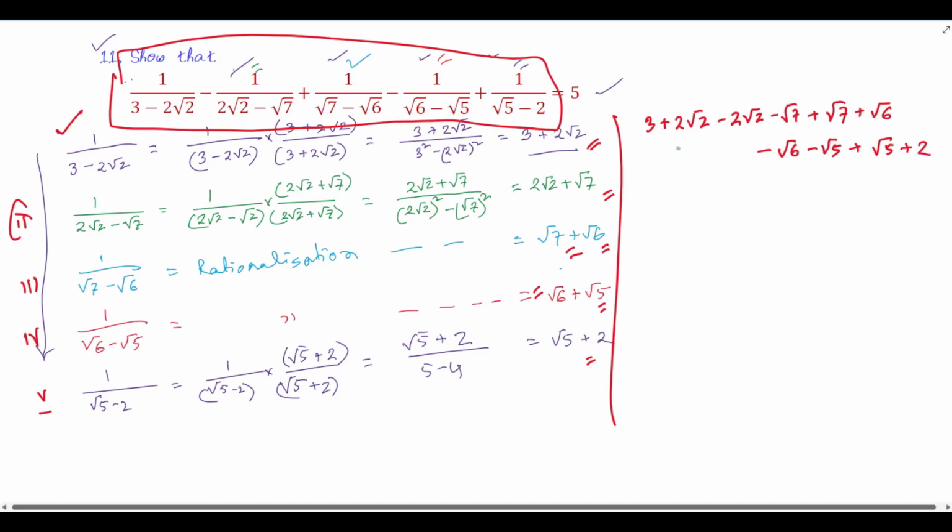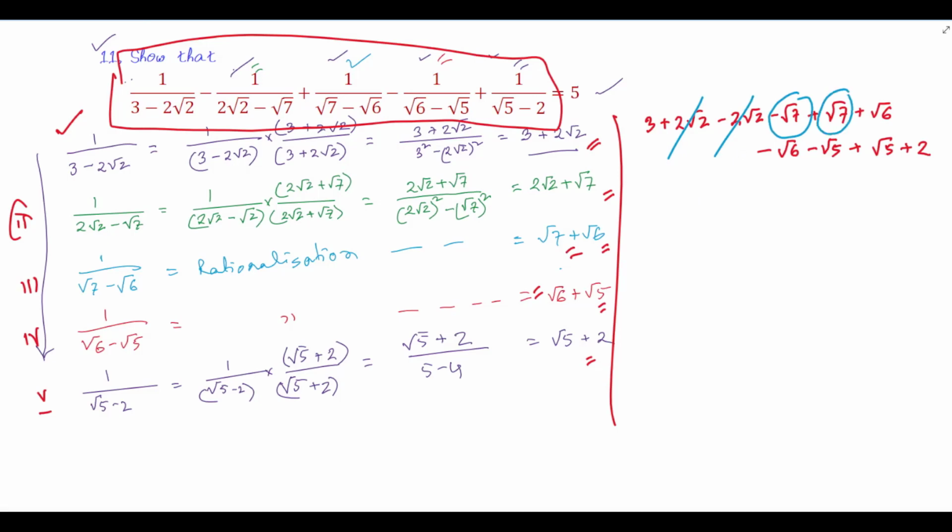Now you see, this gets cancelled, again this is minus and this is plus, plus root 6 minus root 6, again minus root 5 and plus root 5, only left is 3 and 2, and this is equal to 5.